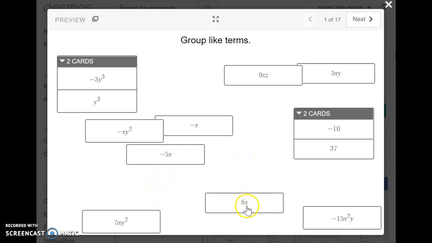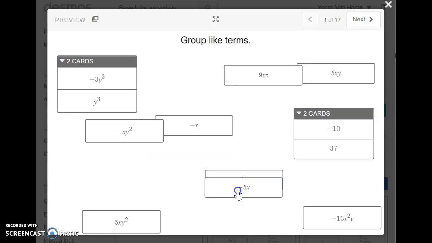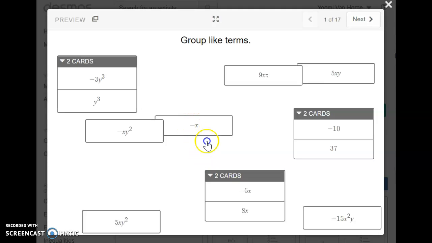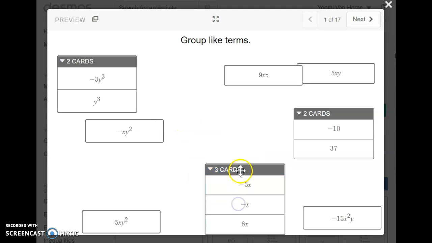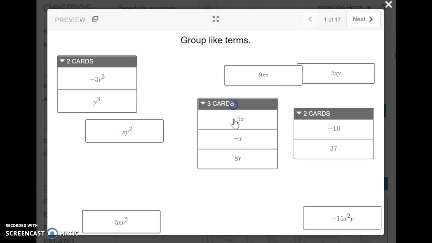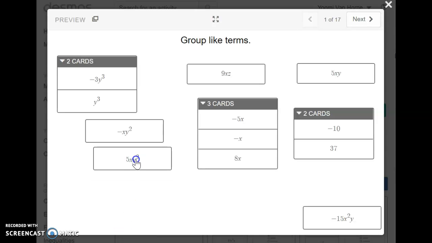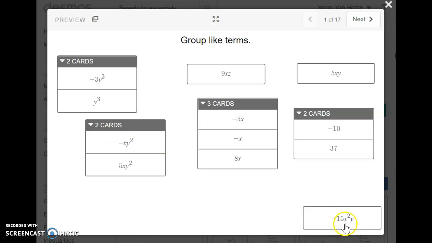No. What about the x's? I see a negative 5x and 8x, and I also see a negative x. Negative x is the same as negative 1x. Okay, what about xz's? Do we see any xz's? No. Do we see any xy's? No. So those are separate. What about xy squared? Xy squared, xy squared. Okay, good. All right, what about x squared y? Is x squared y the same as xy squared? No, they're not.